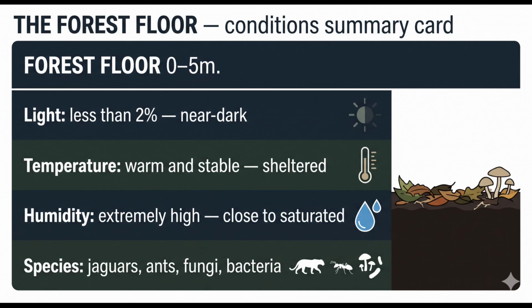Vegetation, very little. What grows here must be extremely shade-tolerant, fungi, mosses, and seedlings waiting for a gap of light. The floor is covered by a thin layer of decomposing leaf litter. Species: jaguars, leafcutter ants, bacteria, fungi, centipedes, cockroaches, and salamanders, organisms that can function in the dark or that feed on the decomposing organic matter.